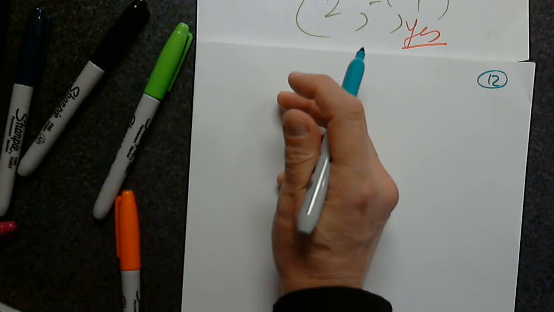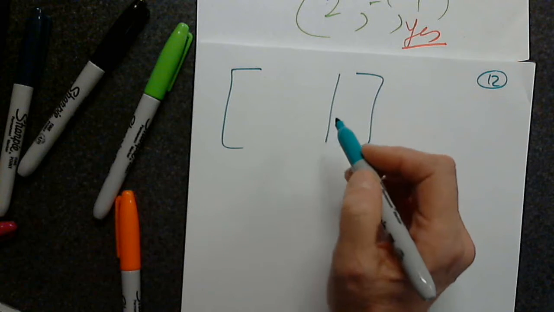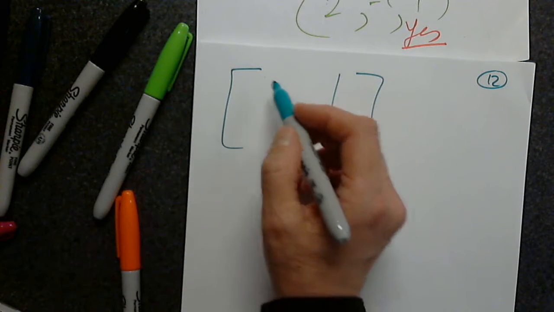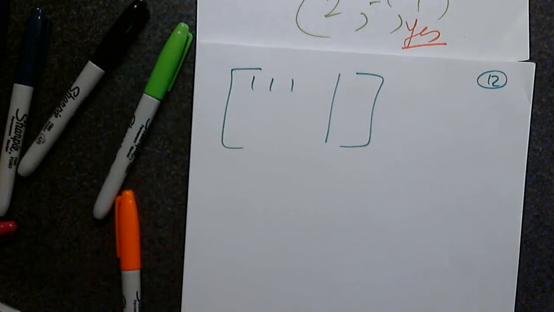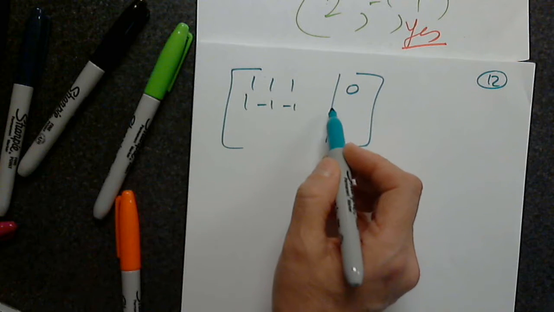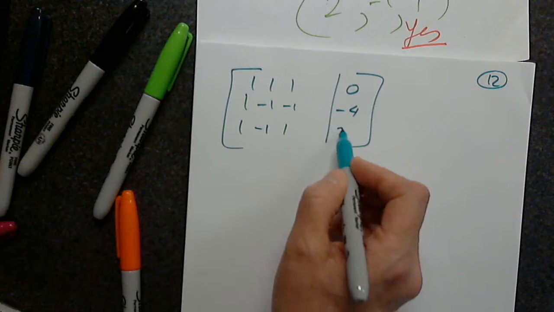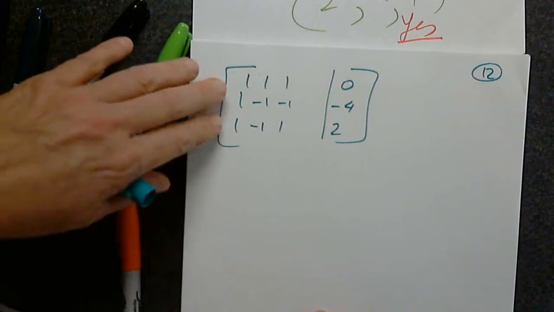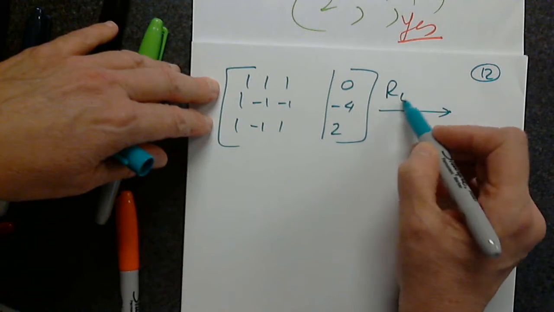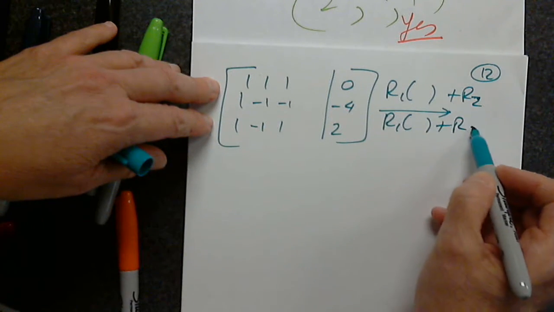So what was the system? The system was 1, 1, 1, 0; 1, 1, negative 1, negative 1 and negative 4; and 1, negative 1, 1, and 2. Very good. If I don't write what I'm doing, you can get confused, right? So please write what you're doing.